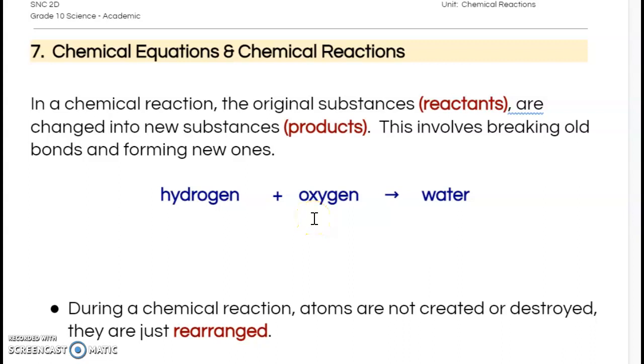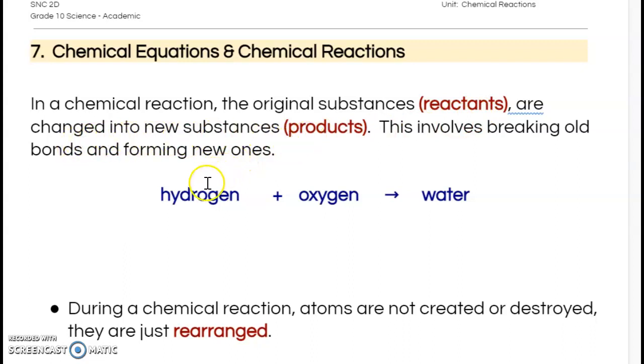All right, so we're going to be looking at chemical equations and balancing chemical reactions. This follows a rule called the law of conservation of mass: mass cannot be created nor destroyed. So what you come into an equation with is what you have to come out of the equation with, the same number of atoms. In chemical reactions, the original substances, reactants, are changed into new substances, products.